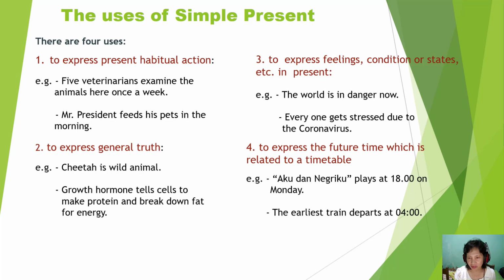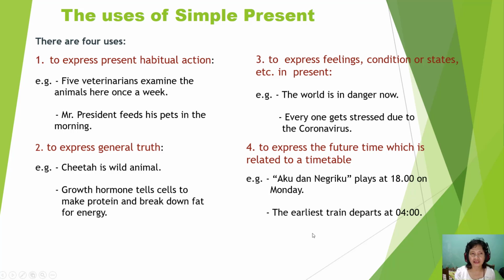Next is the earliest train departs at 4 in the morning. For example, you can find this timetable in the railway station. There are many trains there, and the earliest train that leaves to Surabaya departs at 4 o'clock. So if you want to go to Surabaya next week or next month by using that kind of train, you still inform that the earliest train which leaves to Surabaya departs at 4 o'clock, not will depart. No, because it relates to the timetable.